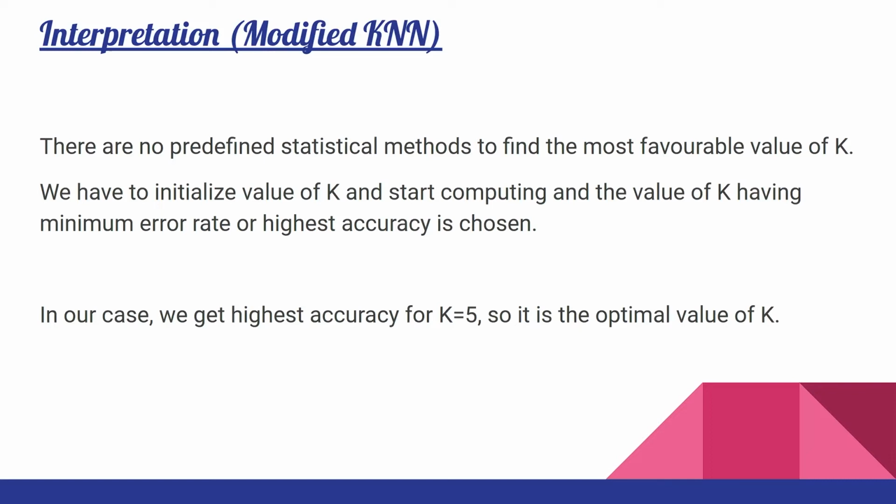What we can interpret from these outputs is that there is no predefined statistical method to find the most favorable value of k. We have to initialize the value of k and start computing, and the value of k having minimum error rate or the highest accuracy is chosen. In our case, we get highest accuracy for k equal to 5, so it is the most optimal value of k.